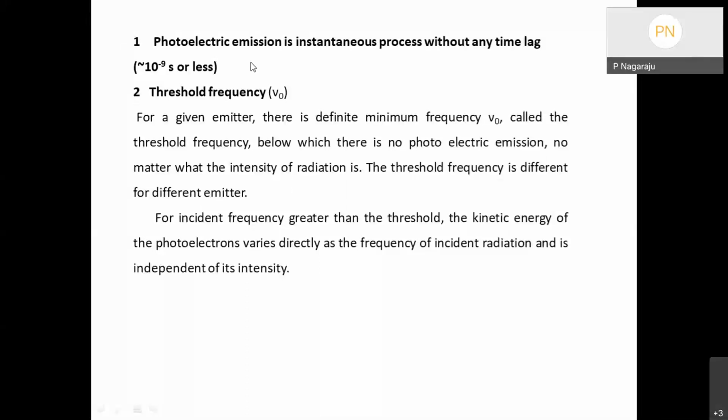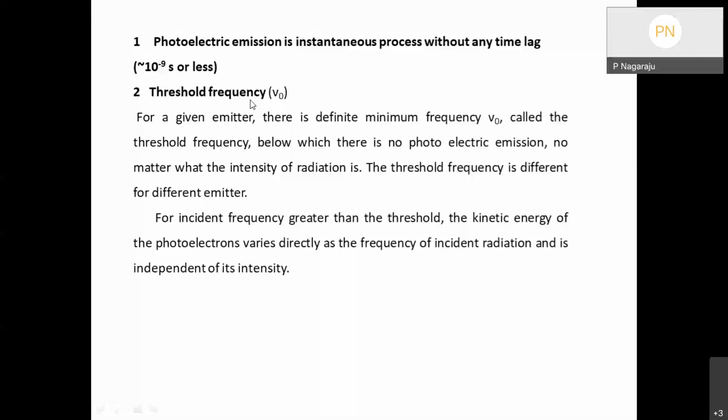In fact, normally the photoelectric emission is an instantaneous process without any time lag, of the order of 10 raised to minus 9 seconds or even less. Usually in the textbook, this will be given at the end. But anyway, to highlight that the photoelectric emission is an instantaneous process, I have given that in the beginning itself. The photoelectric emission is an instantaneous process.